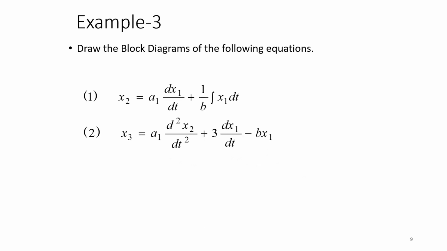Now one task is given for us. You need to draw the block diagram for the given equation, that is x2 equal to a1 dx1 by dt. That means I am taking the derivative of my input x1, and that is scaled with the factor a1. Then I am taking the integral value of x1 and scaling it by a factor 1 by b. This is my first equation which should be represented in the block diagram representation. Now similarly, x3 is taken as a1 d square x2 by dt square, that is the second derivative of x2, plus 3 into the first derivative of x1 minus b x1.